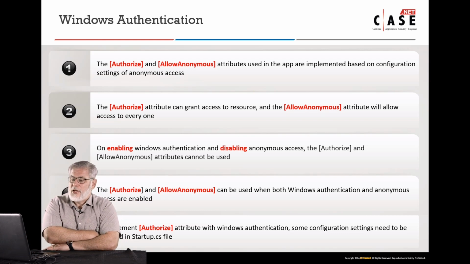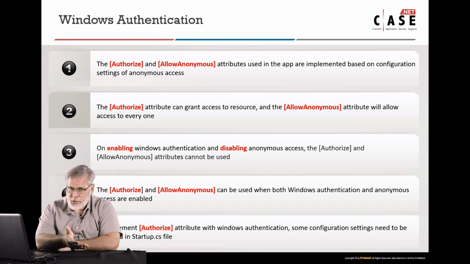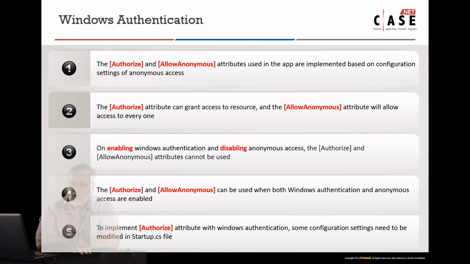Now, Windows authentication has a couple of attributes: Authorize and AllowAnonymous. Authorize will grant access to a resource, assuming the person is authorized, their Windows username and password checks out, and AllowAnonymous will allow access to everyone. Obviously, you normally don't want to allow anonymous. You may allow anonymous to specific sections, but not to all of your web application.